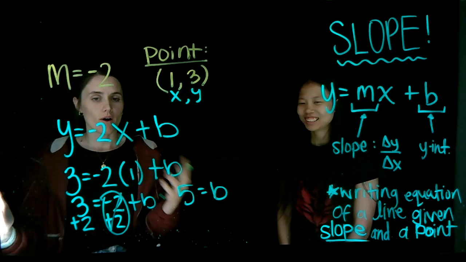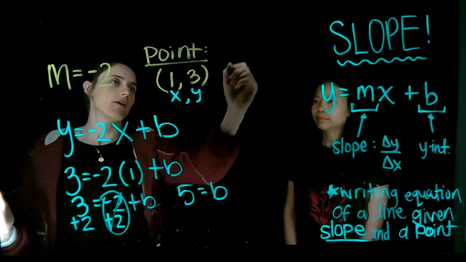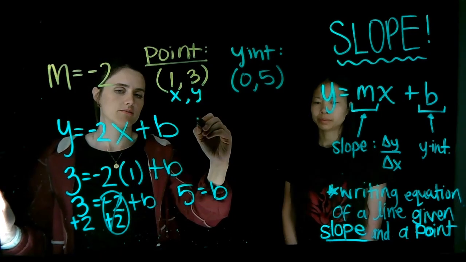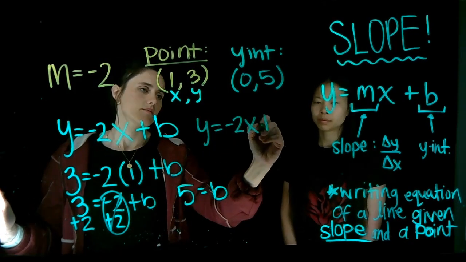That tells us that my y-intercept is 5. So now I have enough information that I can write my equation. So my equation will be y equals -2x plus 5.